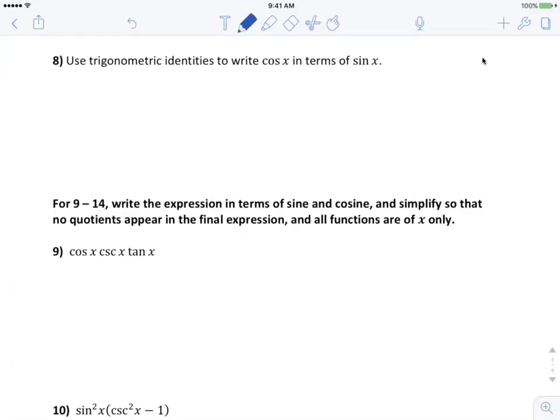Hey class, let's continue with this chapter 7.1 stuff. We're going to get into sort of manipulating identities and simplifying expressions.